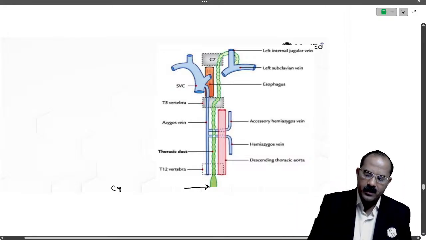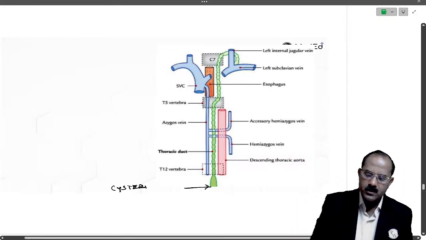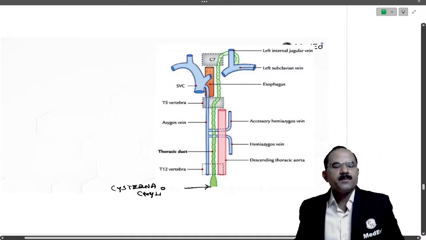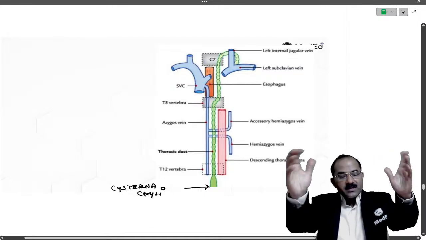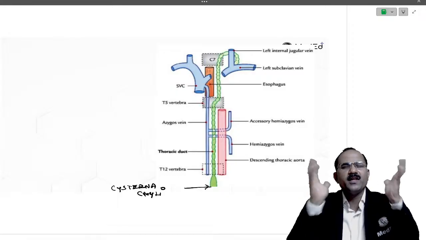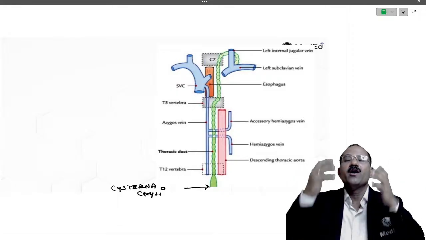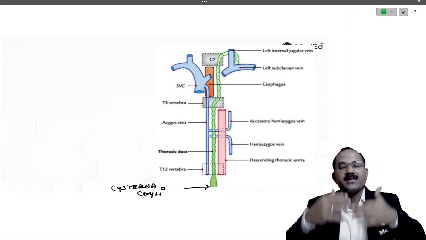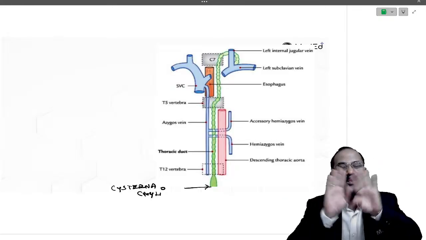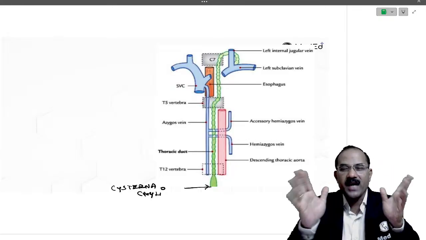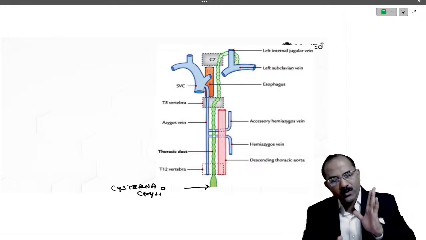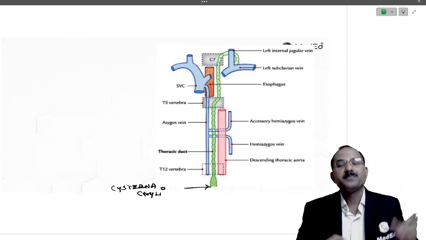Iska naam hai cisterna chyli. Cisterna chyli. So when the thoracic duct begins in the abdomen, there is a big lymphatic channel, which is known as cisterna chyli. From the abdomen, the thoracic duct now comes into the thorax through the aortic opening of the diaphragm.